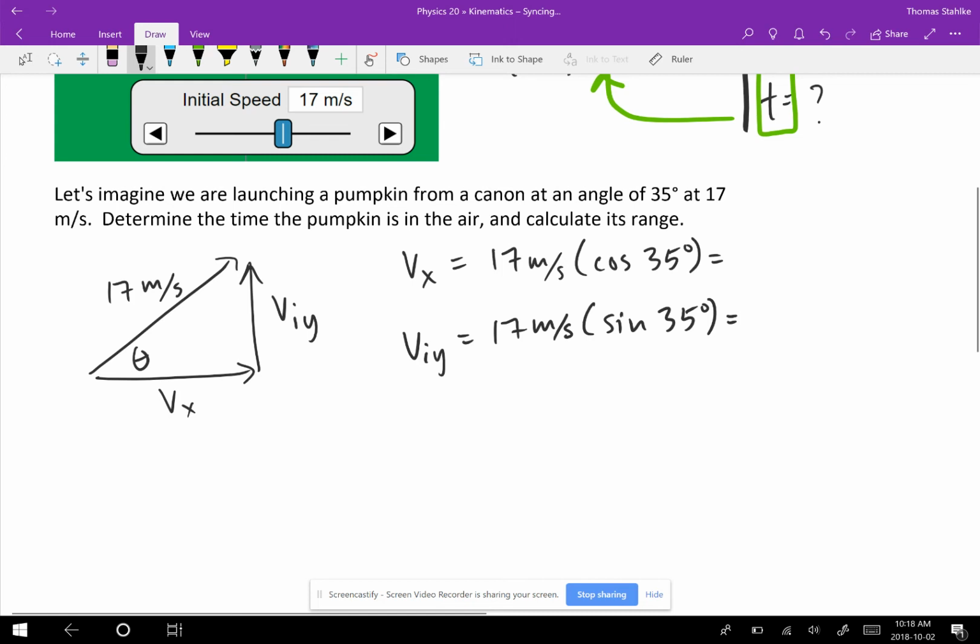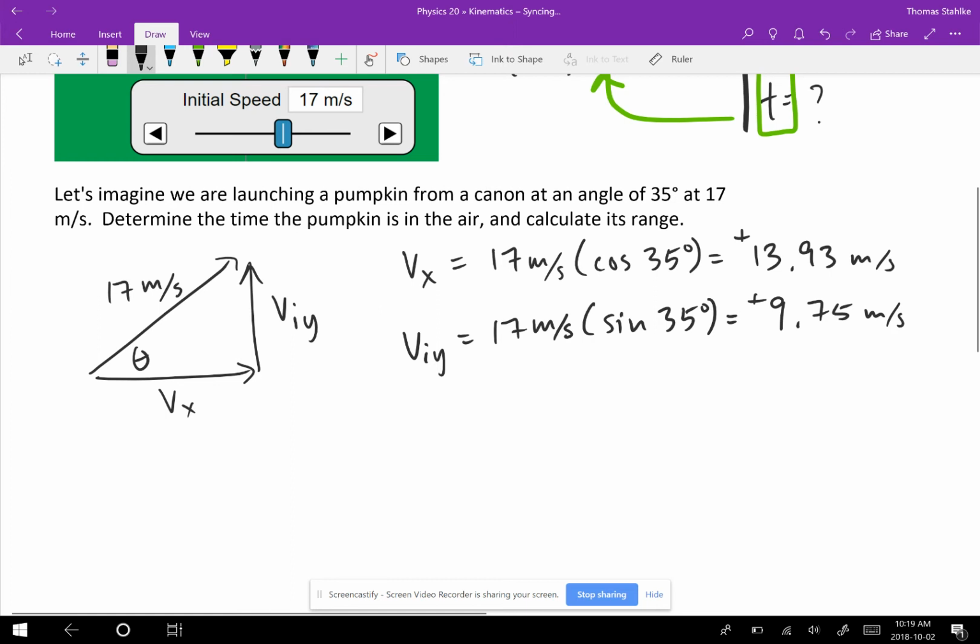So let's calculate these. Make sure you're on degree mode. 17 times cosine 35 is 13.93. We don't need to worry about significant digits yet. We'll just keep this written down as a few digits. And then 9.75 meters per second for the vertical velocity. Okay, so we've got those values.